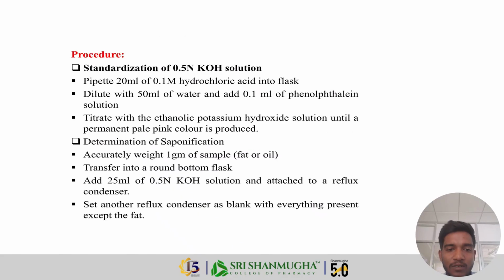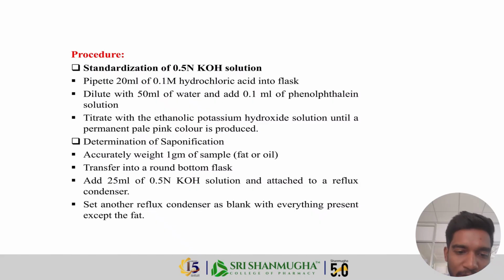Next one, procedure. Standardization of 0.5 normality potassium hydroxide solution. Pipette out 20 ml of 0.1 molarity hydrochloric acid into a conical flask. Dilute with 50 ml of water and add 0.1 ml of phenolphthalein solution. Titrate with ethanolic potassium hydroxide solution until a permanent pink color is produced.